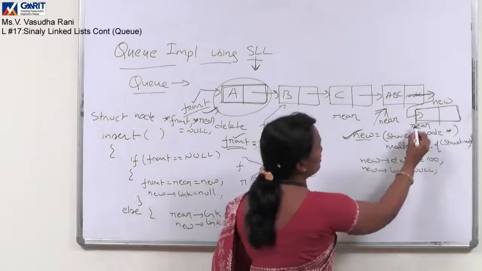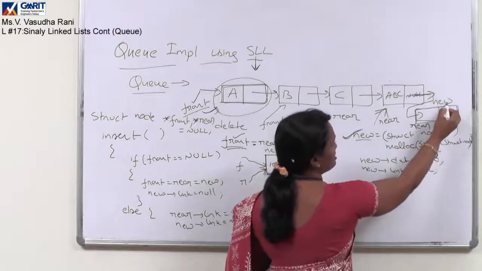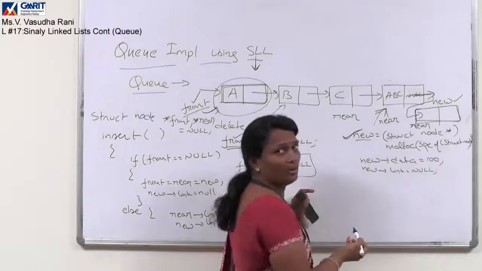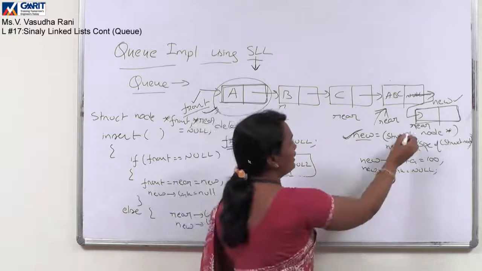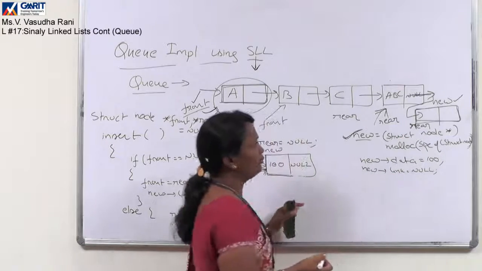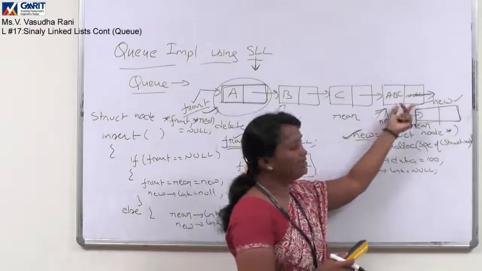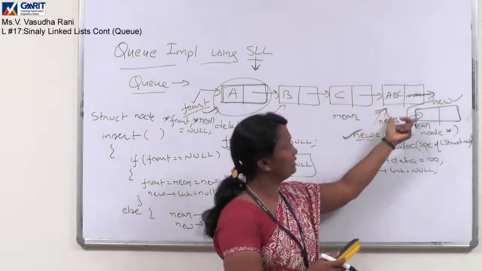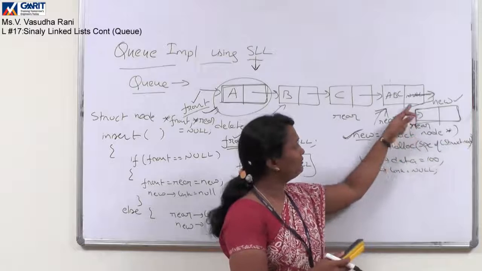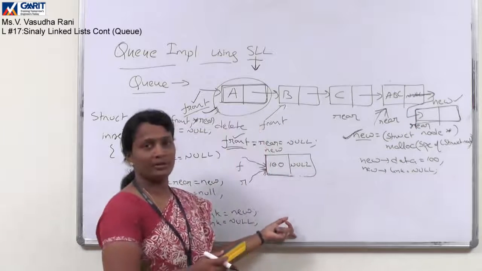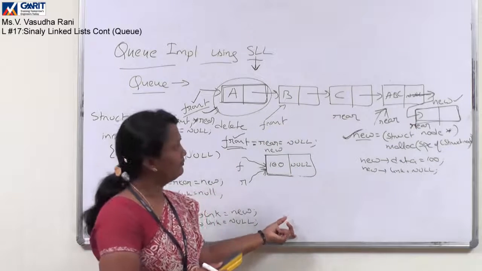For that, this new pointer has to be assigned to your rear pointer. But before that, you have to make one more step. In order to perform deletion operations on the singly linked list, we need to have a previous pointer for the rear node.